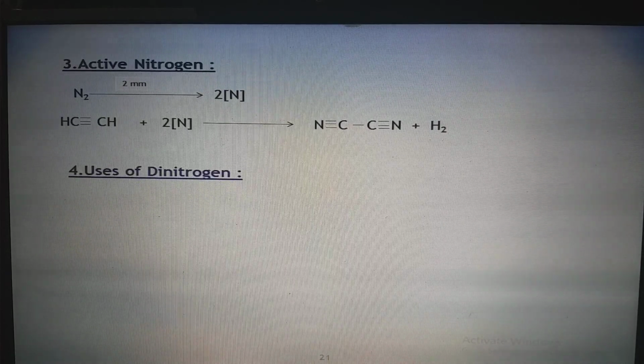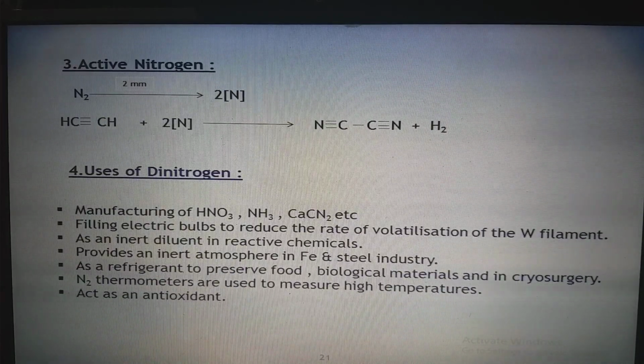Now some uses of dinitrogen. It is used in the manufacturing of nitric acid, ammonia and calcium cyanamide. It is used for filling electric bulbs to reduce the rate of volatilization of the tungsten filaments. It is used as an inert diluent in reactive chemicals. It provides an inert atmosphere in the iron and steel industry.